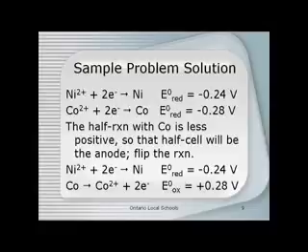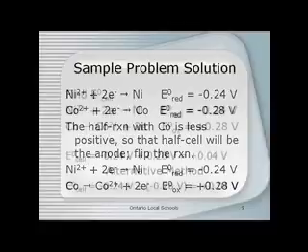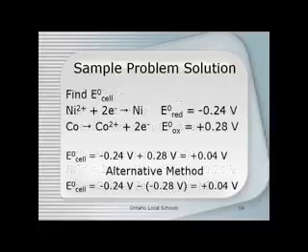And then the standard reduction potential, we change that to a standard oxidation potential by reversing the sign. So since the standard reduction potential was minus 0.28 volts, the standard oxidation potential would be plus 0.28 volts. Now that we have the half cells arranged as both a reduction half cell and an oxidation half cell, we can find the E of the cell under standard conditions by adding the standard reduction potential of the nickel half cell to the standard oxidation potential of the cobalt half cell.